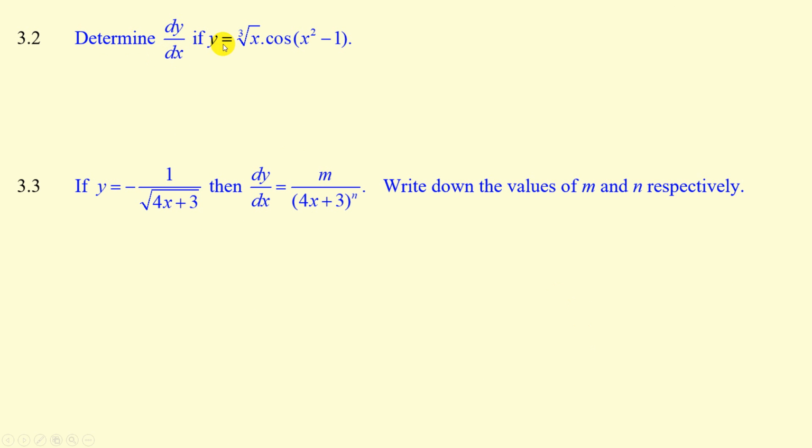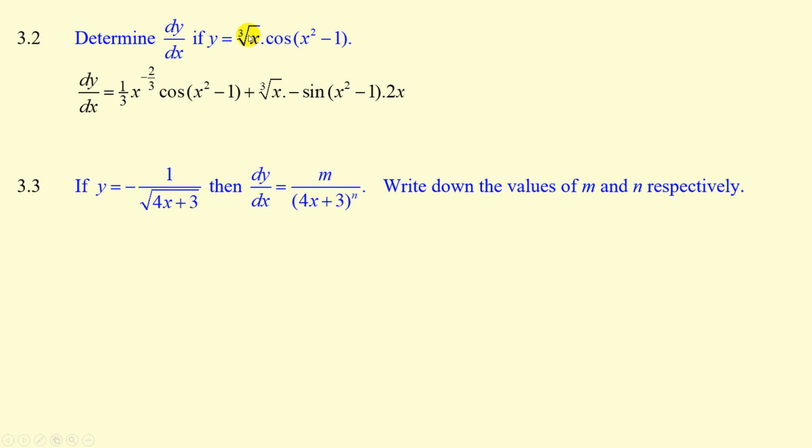Find dy by dx if y equals. So now, this involves quite a bit of simplification. Well, not too much to start with, but I'm going to write this as x to the 1/3. But this is a product rule. So therefore I need to use the product rule, and this, when we differentiate it, we have to use chain rule. Outside function cos, inside function x squared minus 1.